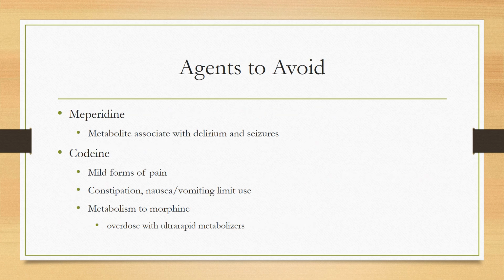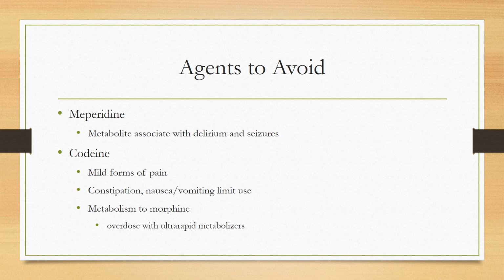And then agents to avoid. You want to avoid meperidine or Demerol because it has active metabolites, and these can accumulate and cause delirium and seizures. An easy way to remember this is Demerol is the brand name for meperidine. We call it Demonol to try and be funny, but really that just goes to show you that this drug is not really used often because of the bad side effects associated with it.